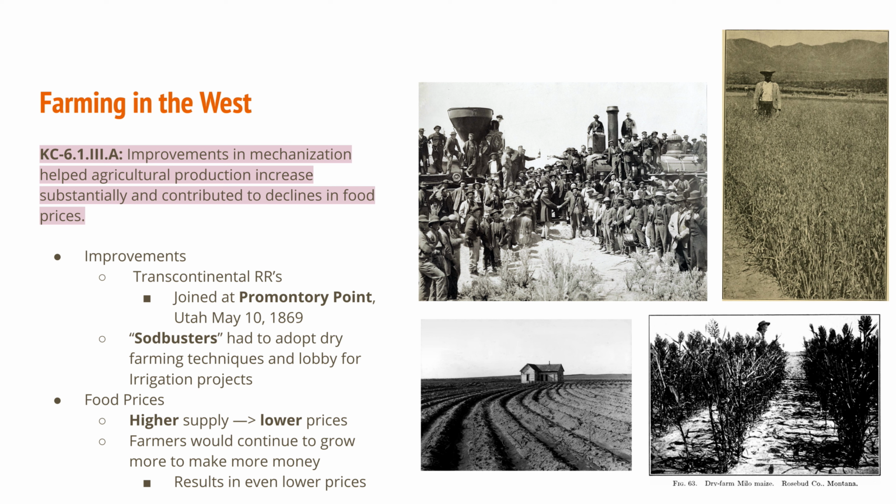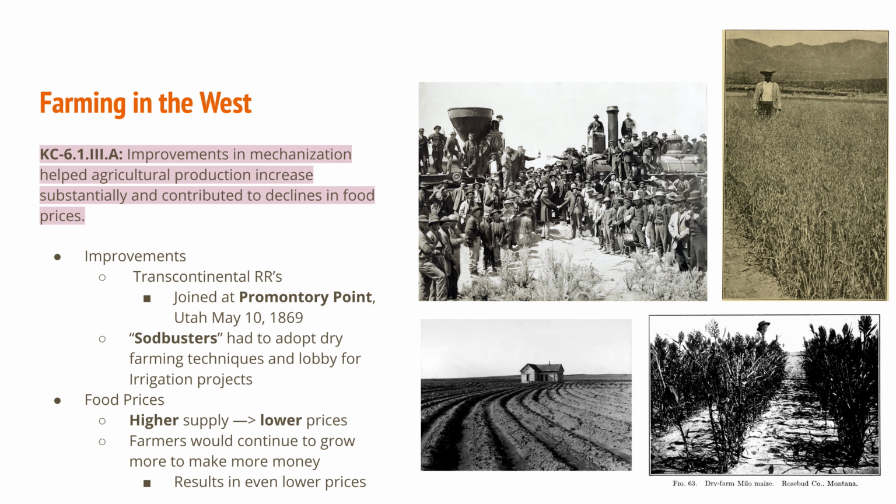Now, the reason why food prices were starting to decline is because there was a higher supply. So the irrigation projects and the new farming techniques were allowing farmers to get more out of each harvest. And whenever there is more of something, the value of it goes down. So that's simple supply and demand. A higher supply is going to result in lower prices.